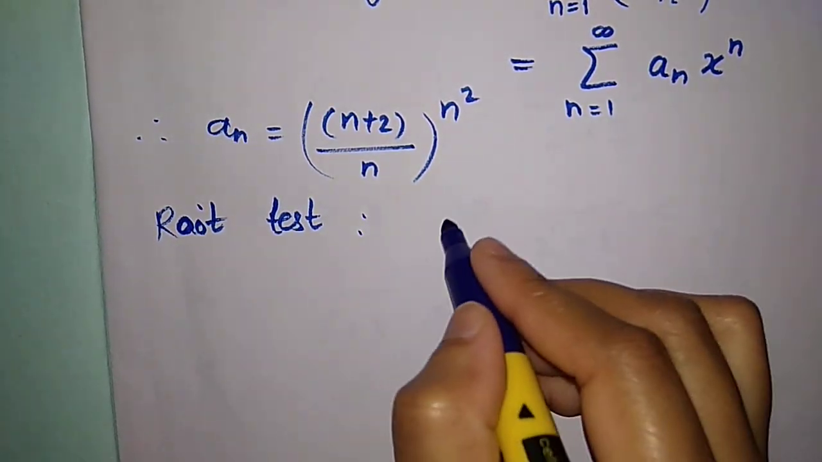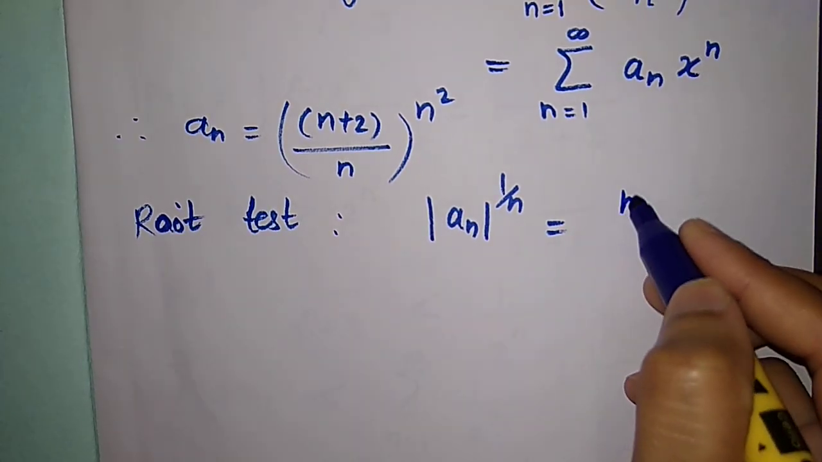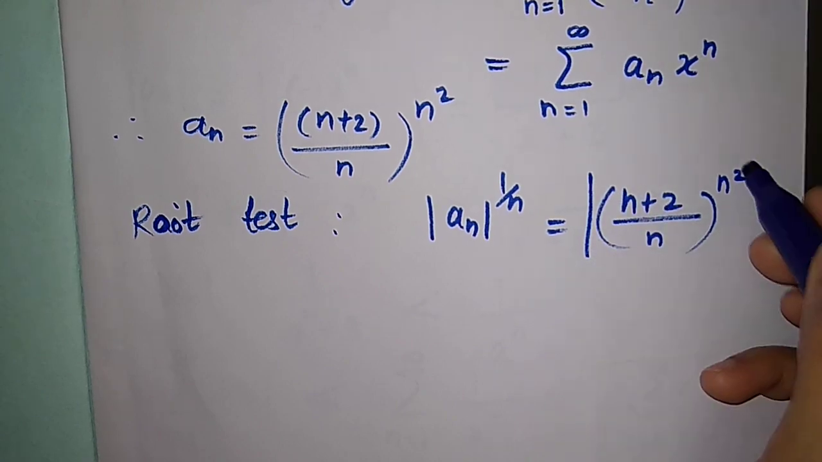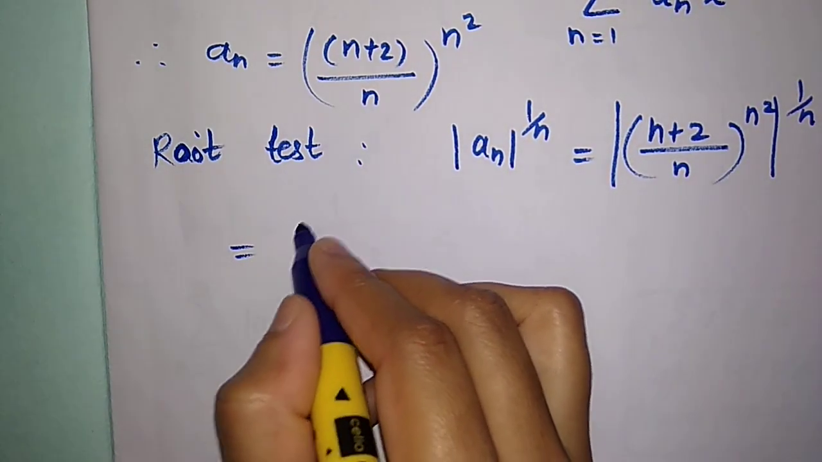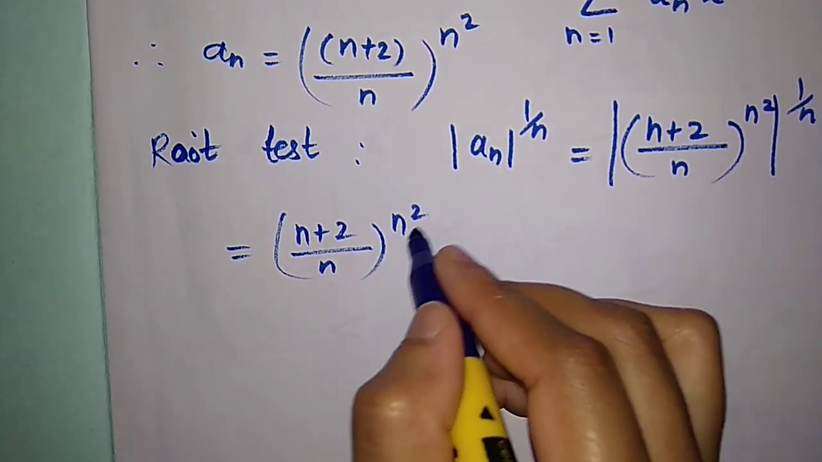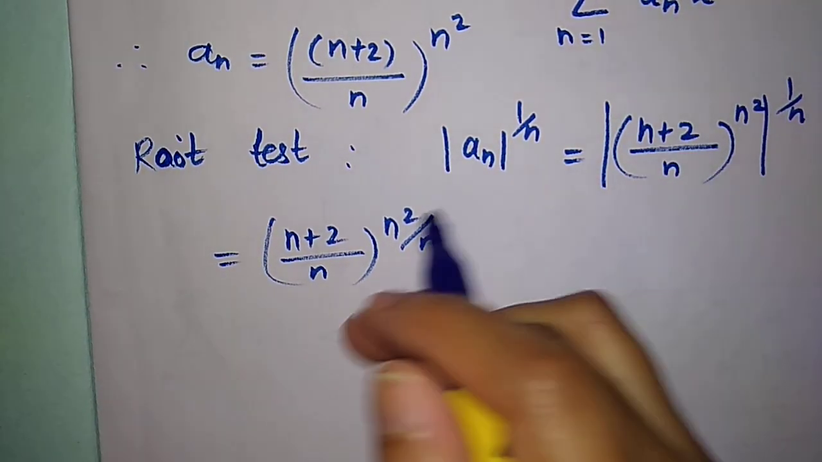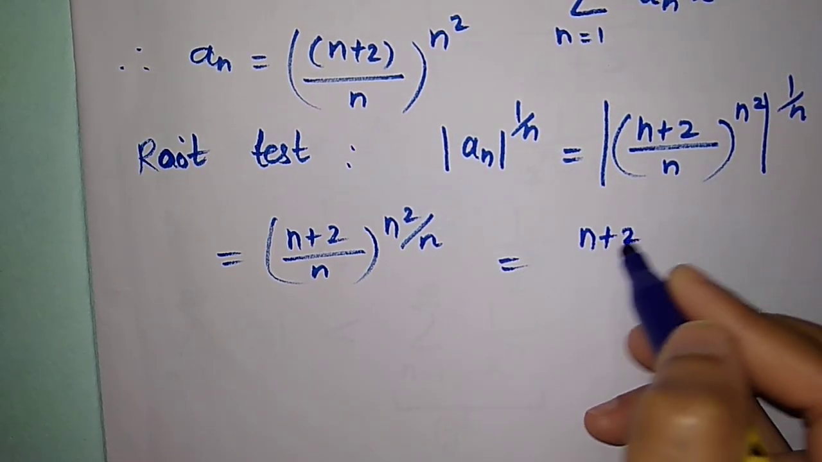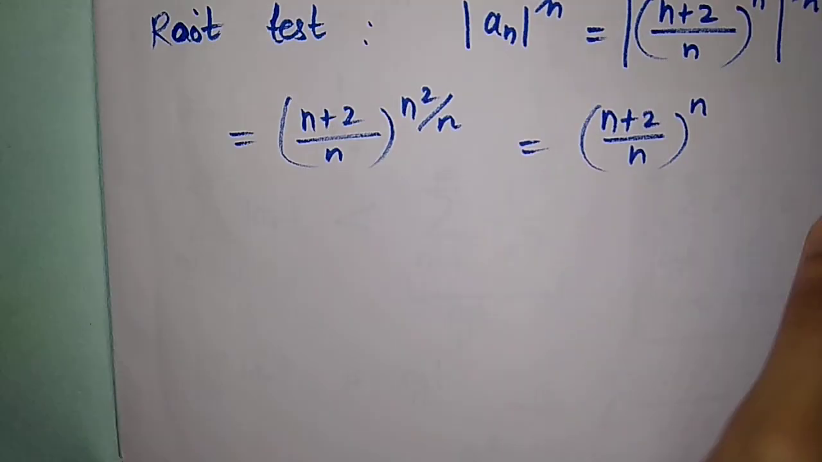So by root test, we take mod a n raised to 1 by n first, which is equal to n plus 2 divided by n raised to n square, take the modulus raised to 1 by n. Now this is just equal to n plus 2 by n raised to n square divided by n, because this is a positive quantity, so its modulus is equal to itself, and this is divided by n. So this is equal to n plus 2 by n raised to n. And now we have to take the limit.